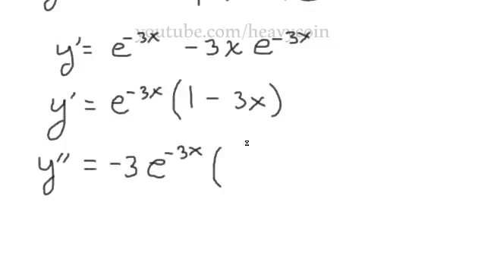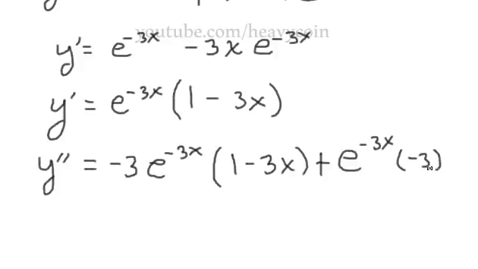Where are we at? There we are. Plus e to the negative 3x, rewriting the first function, and the derivative of 1 minus 3x, and I'll put this in parentheses here, is negative 3. Right, so the derivative of 1 is 0, and the derivative of negative 3x is just negative 3.